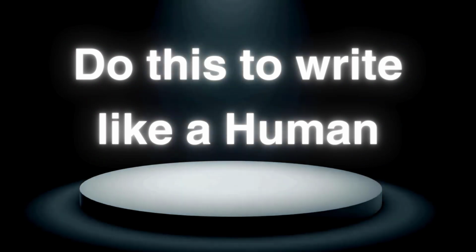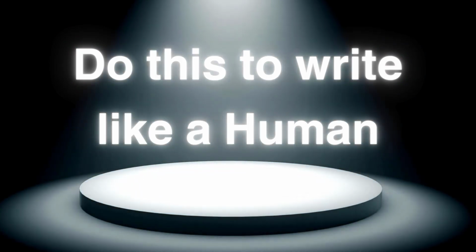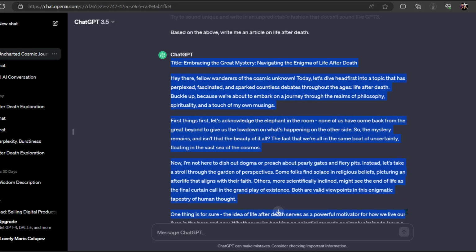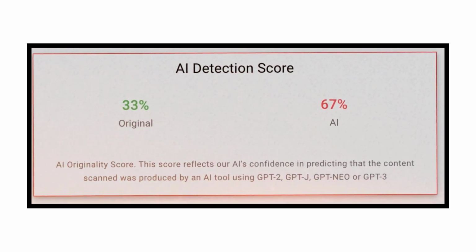Next, you have another pre-training prompt that tells the tool how to write like a human. Try to sound like a human writer, writing for a blog, writing in the first person, giving advice. Try to sound unique and write in an unpredictable fashion that doesn't sound like GPT-3. Here's how I perform. For the test case, it's screw the pooch.